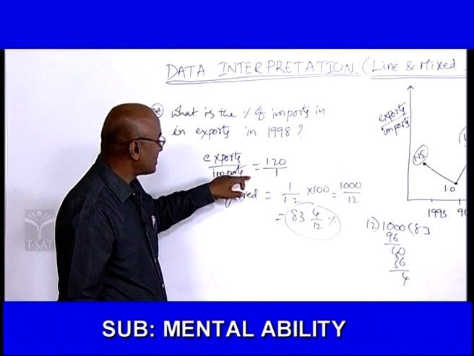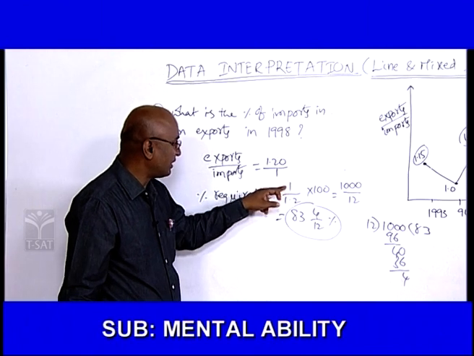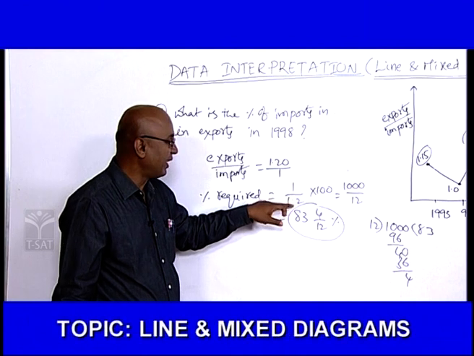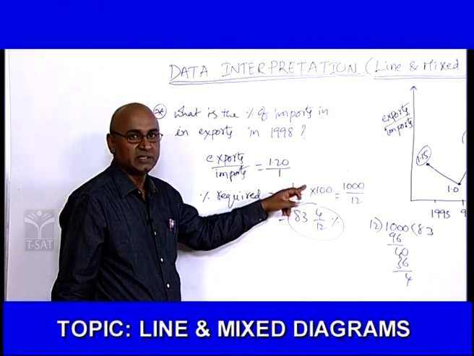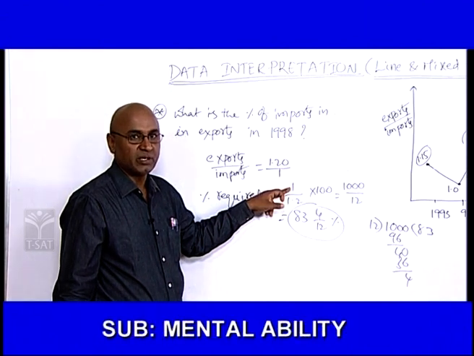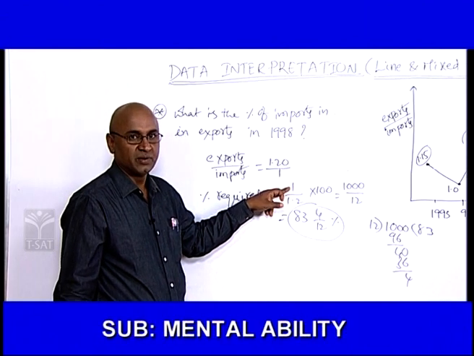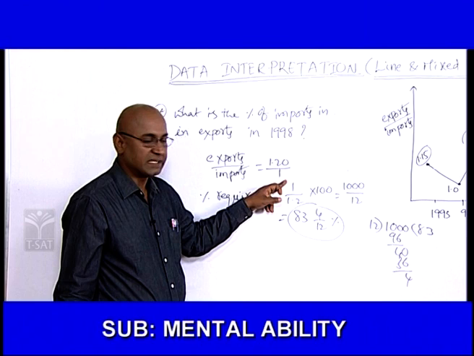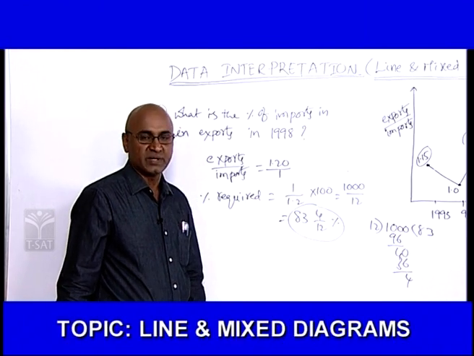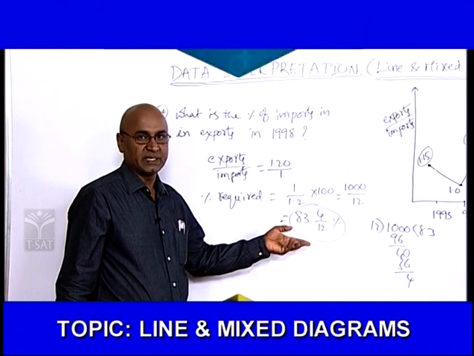సో ఇంపోర్ట్స్ యొక్క పర్సంటేజ్ ఇంపోర్ట్స్ పార్ట్ 1 కాబట్టి 1 బై ఎక్స్పోర్ట్స్ 1.2 కాబట్టి 1 బై 1.2. 1.2లో 1 ఎంత అంటున్నాడు ఇన్ టర్మ్స్ ఆఫ్ పర్సంటేజ్. 1.2 అనేది 1లో ఎంత పర్సంటేజ్ అంటున్నాడు ఓకేనా. 1.2లో 1 ఎంత పర్సంటేజ్. So 1 by 1.2 into 100 is equal to 83 4 by 12% or 83.33%.